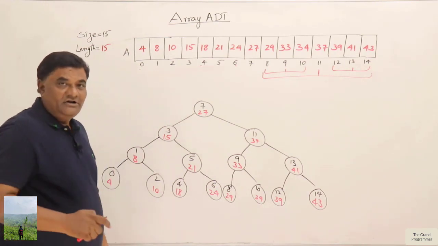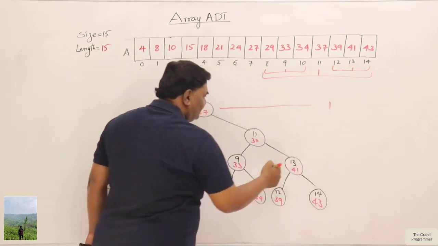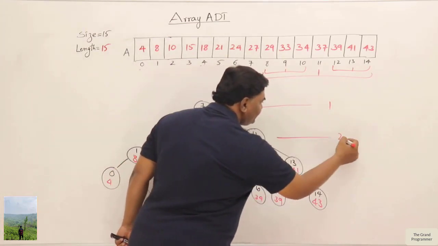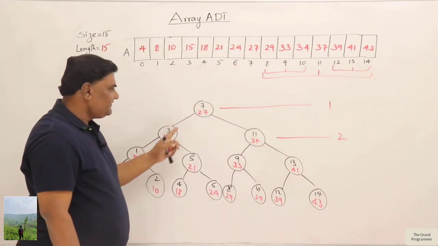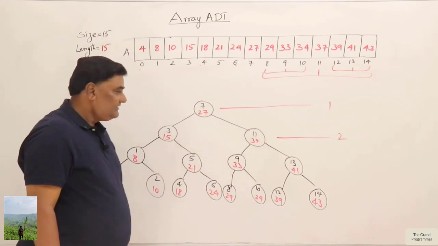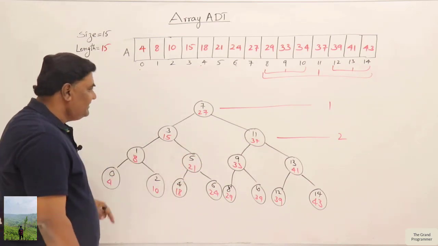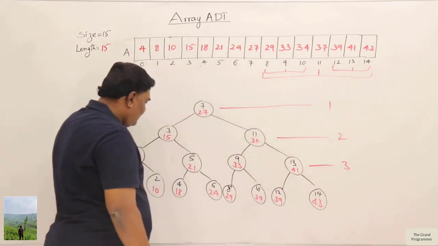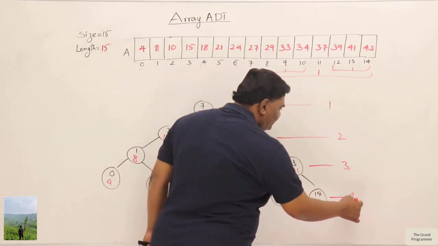Now if you observe, 21 can be found just in one comparison. Then 15 and 37 can be found in two comparisons. Means if the element is 15, we go on the left hand side. If the element is 37, we go on the right hand side. These elements which are at level 3, these will be found in 3 comparisons. And these elements will be found in 4 comparisons.